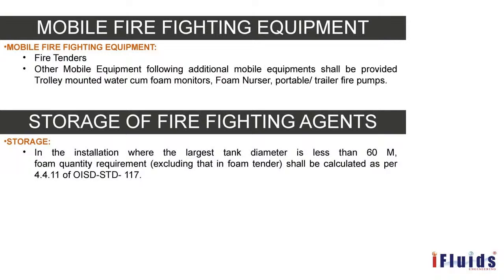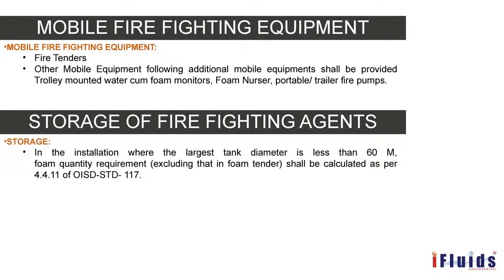Along with the fire tender, some other mobile firefighting equipment which is mentioned are trolley mounted water pump, foam monitors, foam nurses for filling the foams, and portable or trailer fire water pumps, also to be provided on a case to case basis. So where it is required, what capacity it is required, and how many numbers are required, all these things are stated under section 12, which is mobile firefighting equipment.